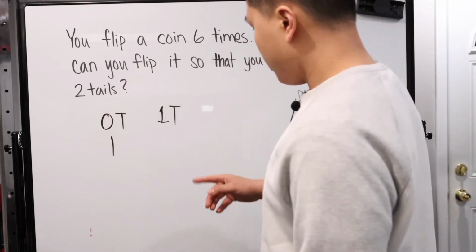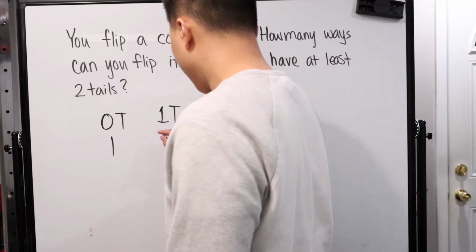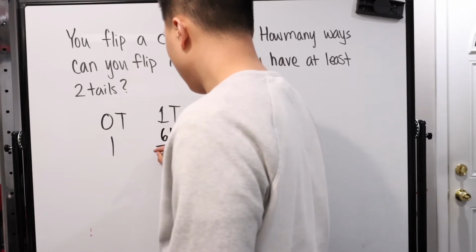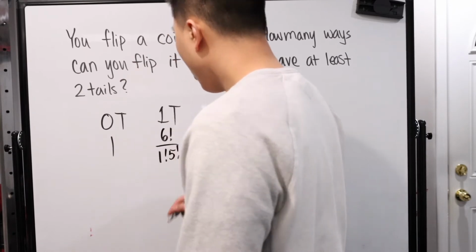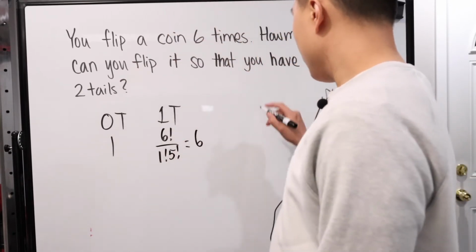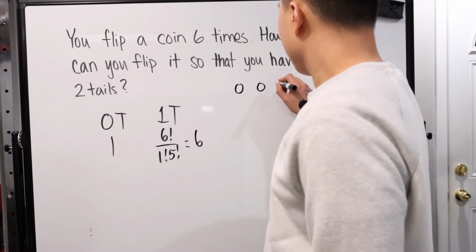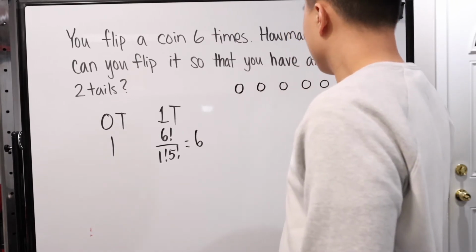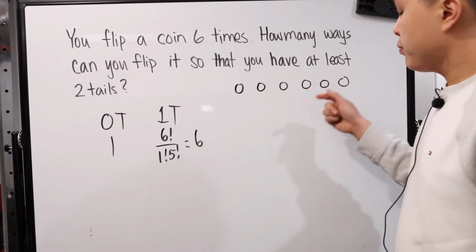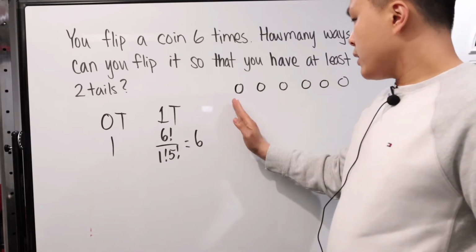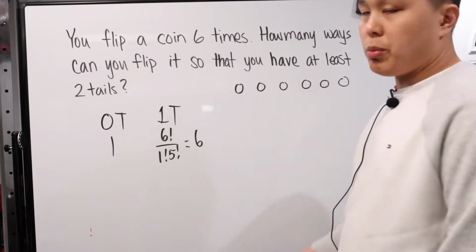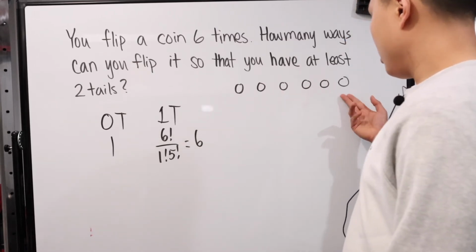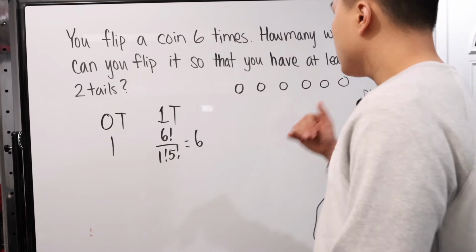1 tail. If you want to use the formula, that's simple. 6 factorial over 1 factorial times 5 factorial, which is basically 6. Or if you wanted to reason it out, it is still 6. If you think about the coin flip, right? There it is. 6 coin flips. Well, if this is tail, all of these have to be head. That's one possibility. If this is tail, all these have to be head. That's 2 possibilities. And you go on until you reach the end. 6, right? Simple as that.